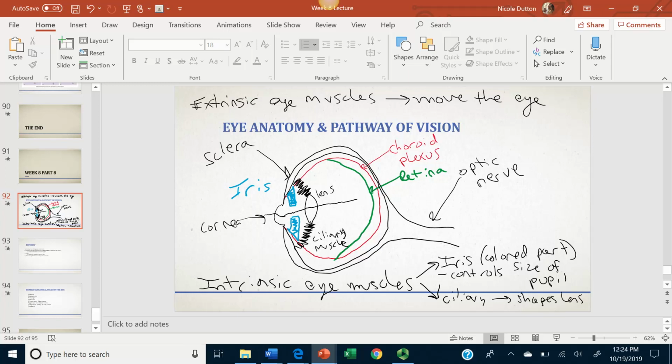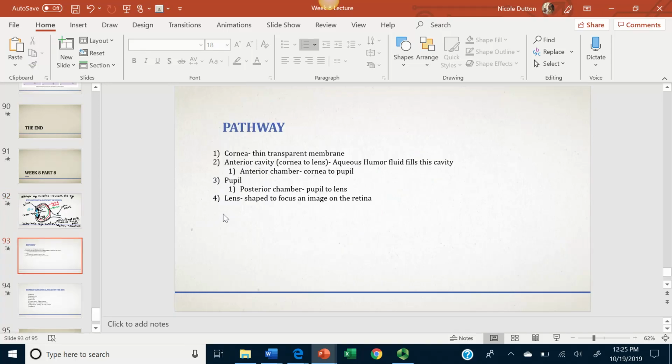Now the light is going to go through the lens here, and as it travels through to the retina, it goes through this posterior cavity. So that's the next step along our pathway, the posterior cavity. And this is filled with vitreous humor.